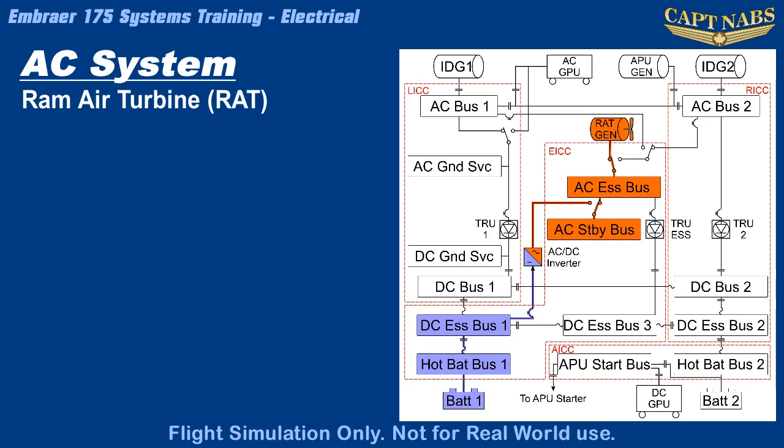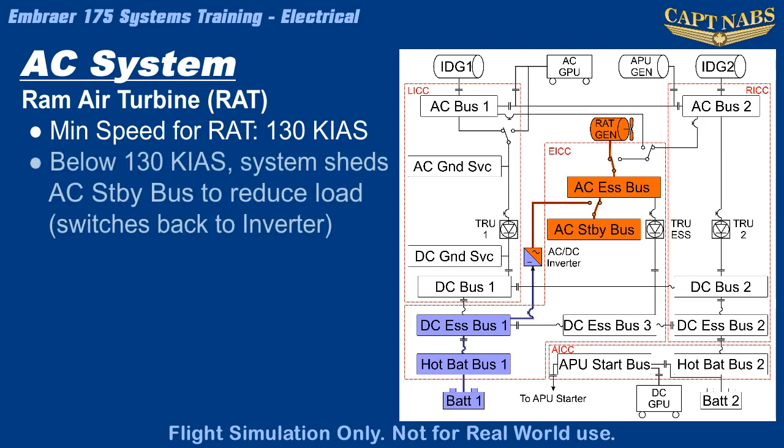To ensure sufficient airflow over the windmill, the airplane must remain above 130 knots indicated airspeed until after landing. If the speed falls below 130 knots, the system will begin to shed additional loads to ensure the RAT does not stall prematurely. First, the RAT will shed the standby AC bus, and the inverter will resume using the battery power to supply the standby AC bus. In this case, the RAT is only powering the AC essential bus. Should speed decrease further, the RAT will eventually stall and cease supplying power to the AC essential bus as well.